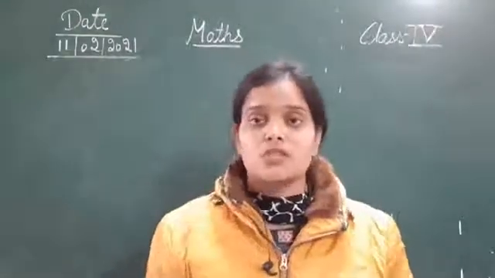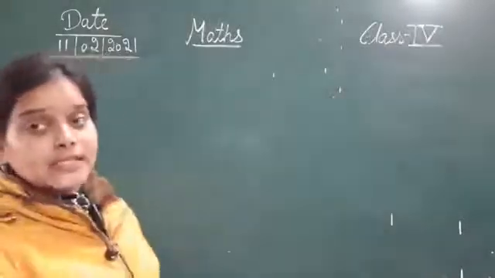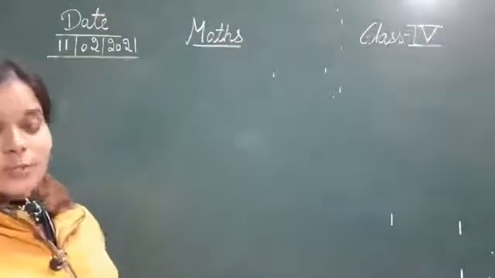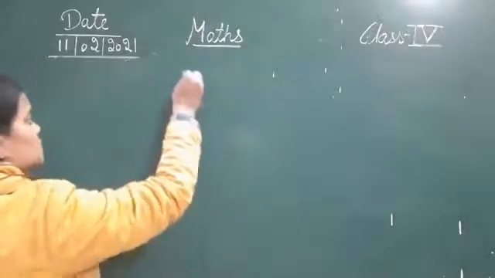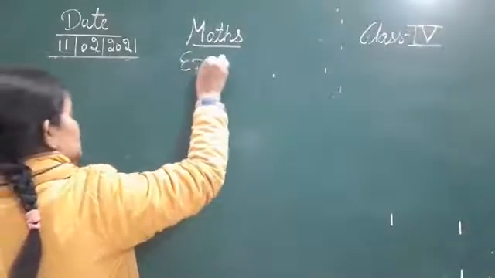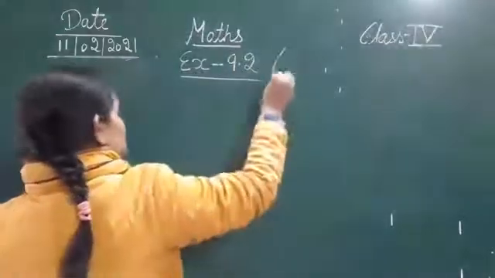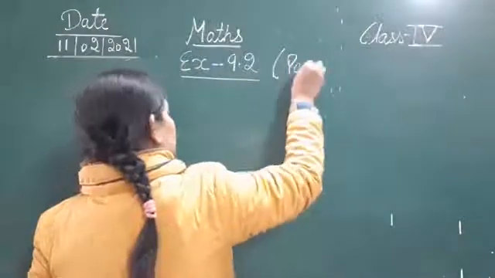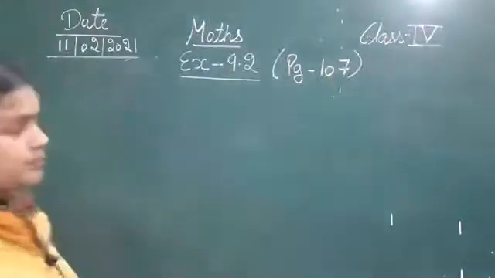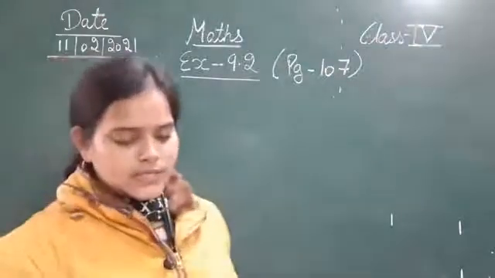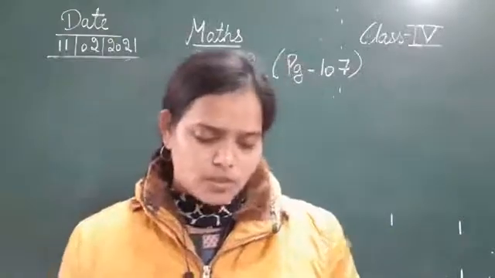Okay, so I'm just writing the topic on the board and all of you by the time open the books at exercise 9.2. The question number is 12 given at page number 107. So the exercise is 9.2 and this is given at page number 107. Okay, so let's see what is given here. The question number 12 is John bought.